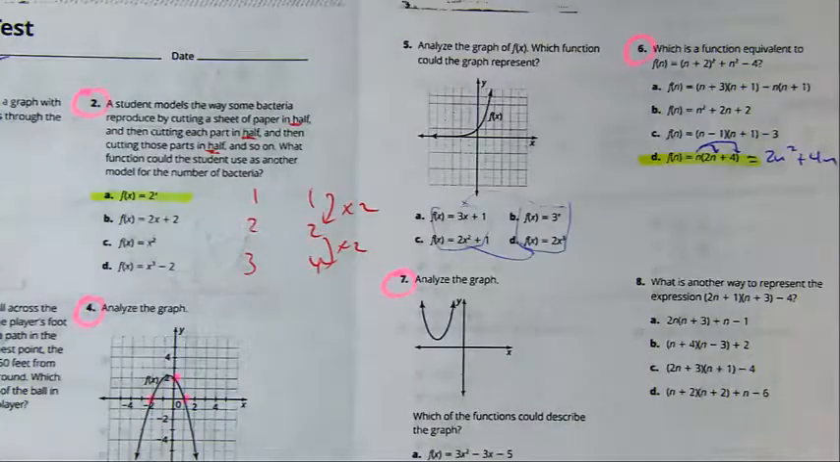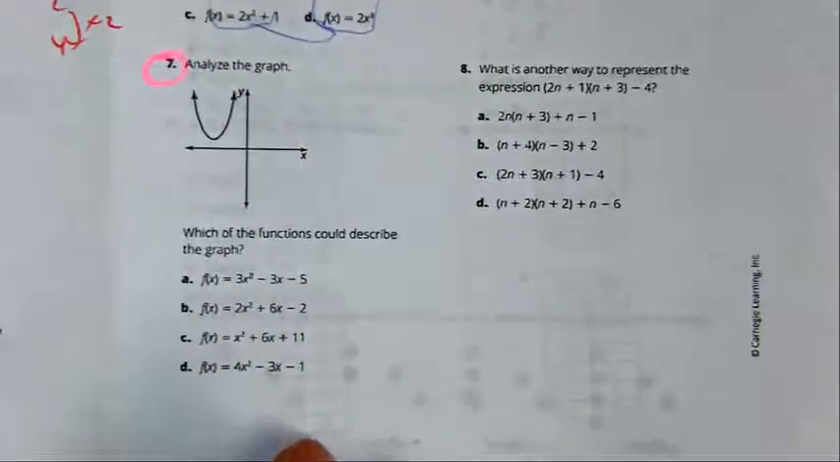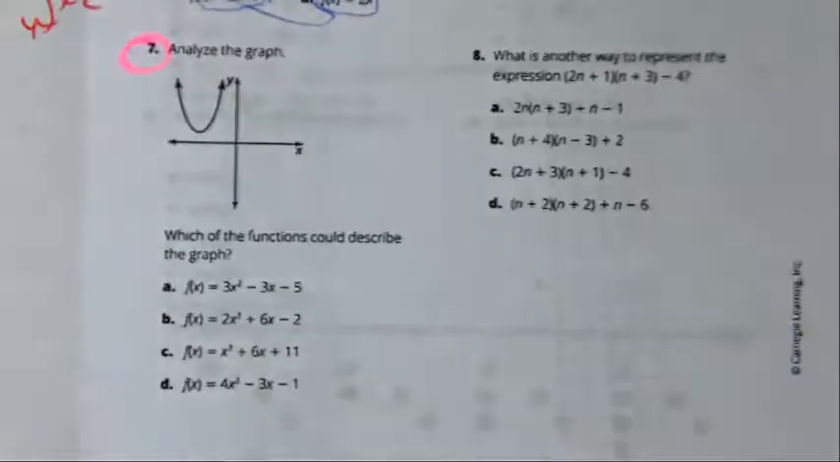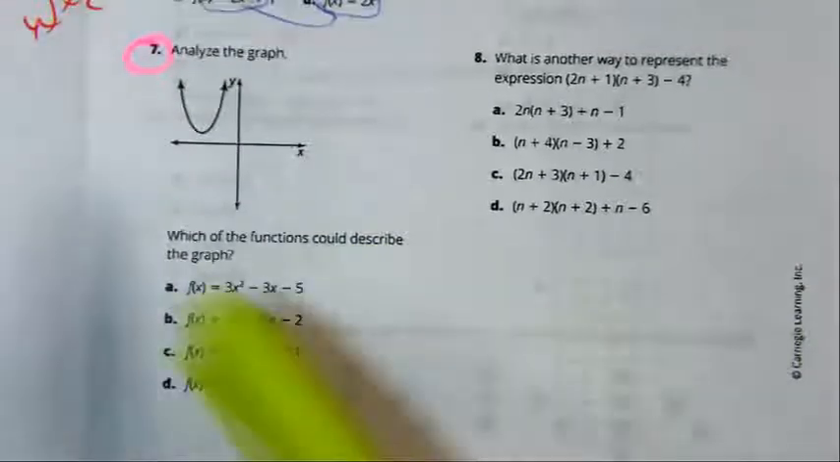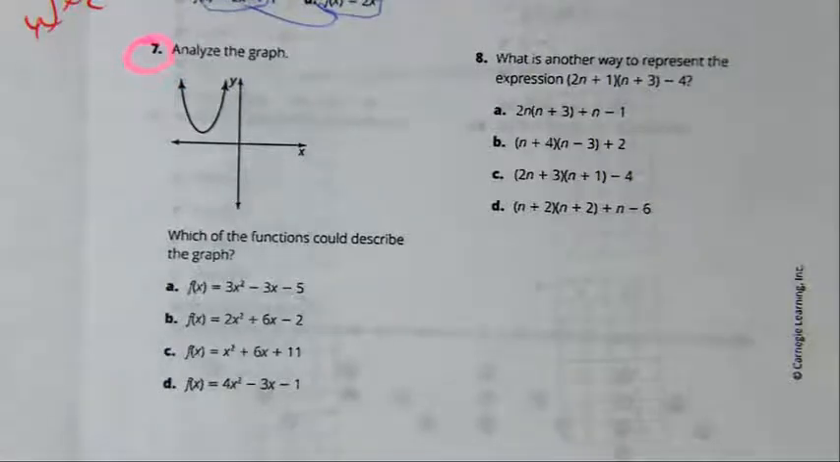Question number 7, analyze the graph. Okay, so something I recognize is that all of these are in which form? Okay, standard form. What's its advantage? Why is standard form good? Is it because of the vertex? No. Is it because of the x-intercepts? No. Standard form is good for the y-intercept.